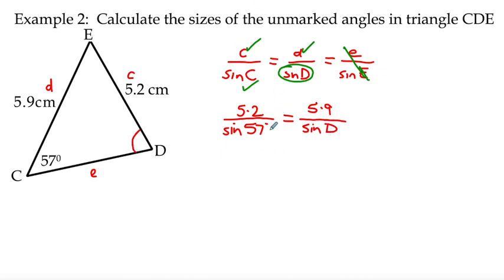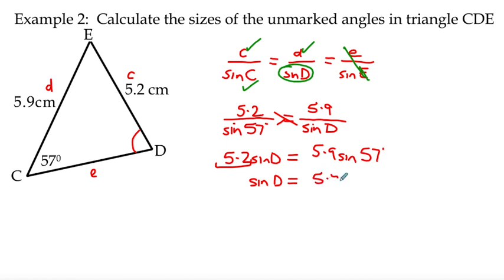We'll cross multiply as we did in the last example. So we'll do 5.2 multiplied by sine D is equal to, and then 5.9 multiplied by sine of 57, and then we can remove the 5.2. We can divide both sides by 5.2 or take 5.2 over to the other side, depending on what works for you, and we end up with 5.9 sine 57 over 5.2, which we work out with the calculator. We've still got sine D on the left.